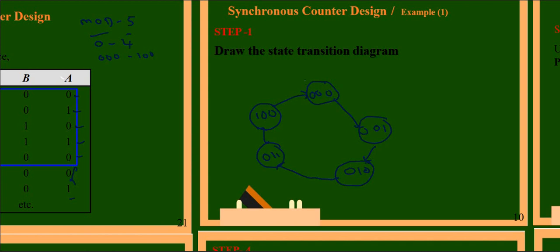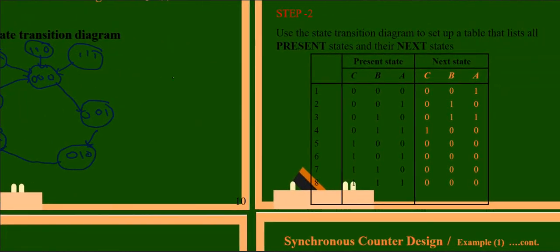If any term like 101, 110 or 111 occurs, it goes to 000 only, because these states do not exist. So we write a state diagram according to the counter's rule, and whichever states are not there, we can show that they go to 000. Next we go with the present state and next state table.